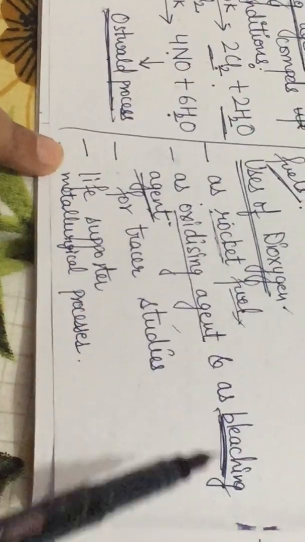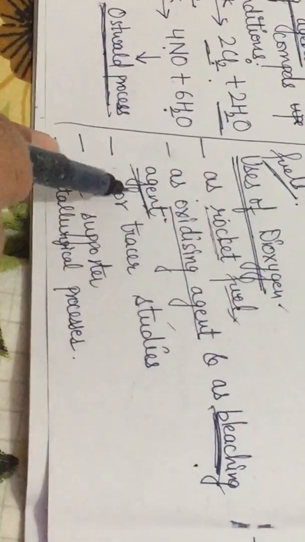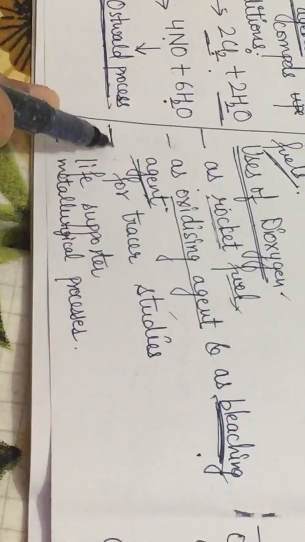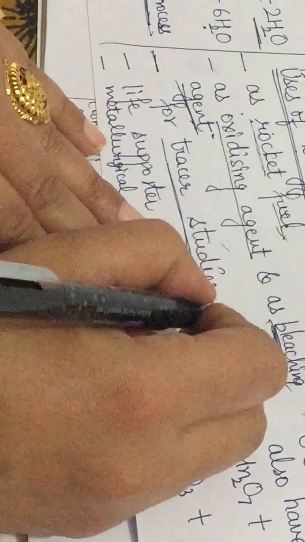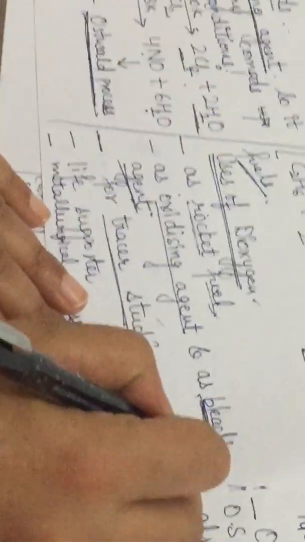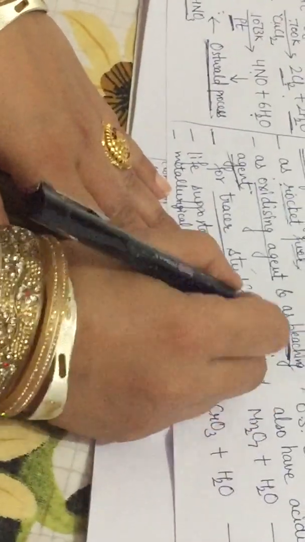decolorize a substance. So oxygen is also used as a bleaching agent. Secondly, it is used for tracer studies. We will do this reaction in esterification of esters in organic compounds, where we will discuss in detail how oxygen is used in tracer studies.